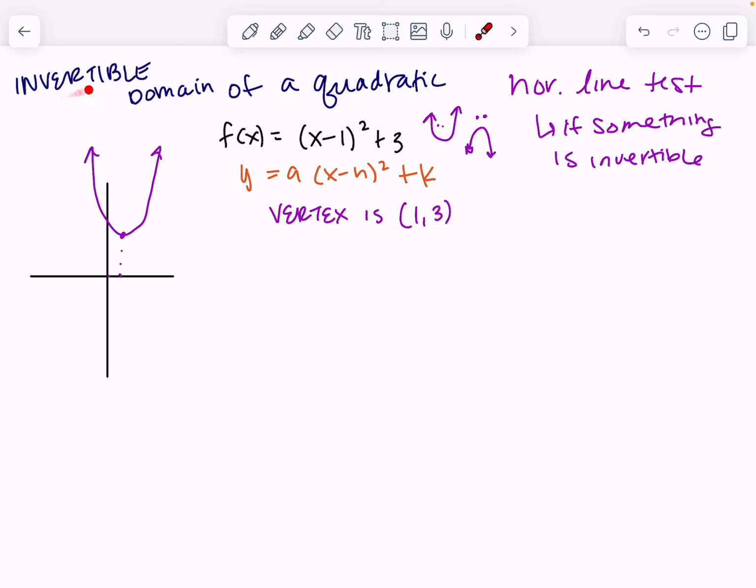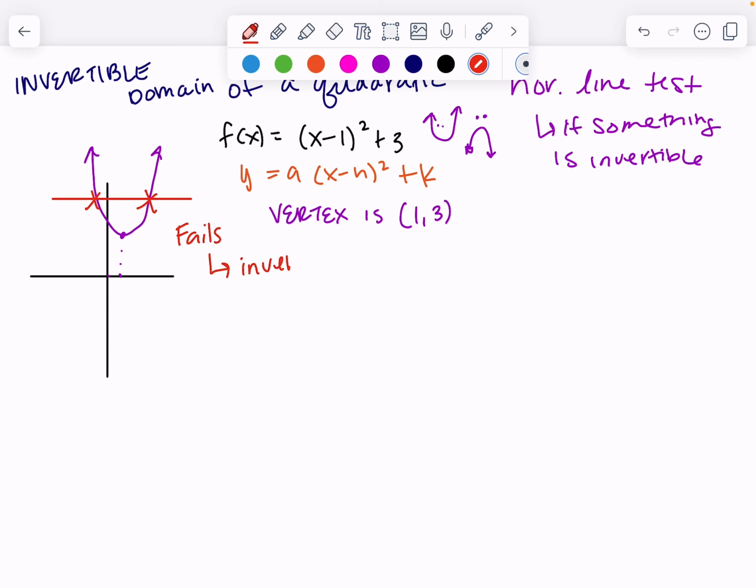But here we're talking about this idea of an invertible domain. And I said we can use the horizontal line test to check it. A horizontal line test says, draw a horizontal line. If it crosses your function more than once, it fails. If it fails, that means your inverse is not a function. But what we want here is we want our inverse to be a function. So we want to pass.